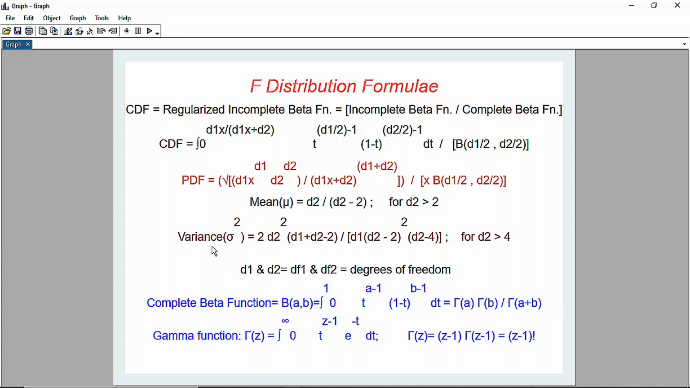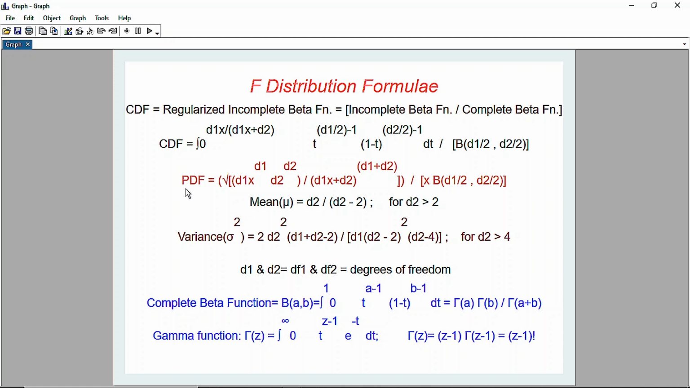So is the case with the variance. Variance is equal to twice degrees of freedom 2 squared into degrees of freedom 1 plus degrees of freedom 2 minus 2, divided by degrees of freedom 1 into degrees of freedom 2 minus 2 squared into degrees of freedom 2 minus 4. And again, we want the degrees of freedom 2 to be greater than 4. If it is less than 4, then the variance will be negative, which is not possible. Here d1 and d2 represent degrees of freedom 1 and 2 respectively.